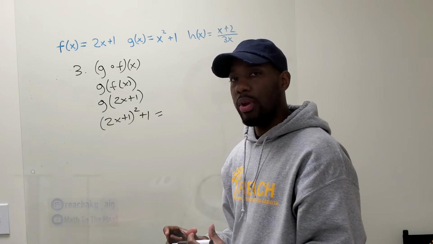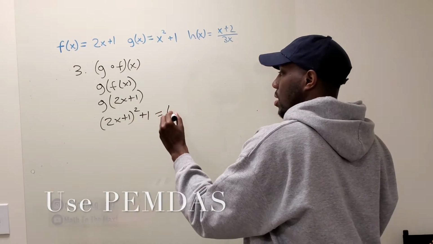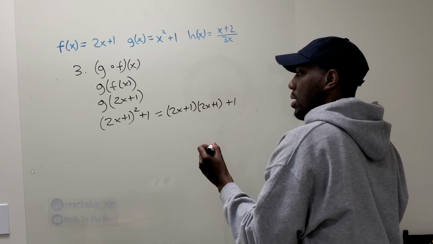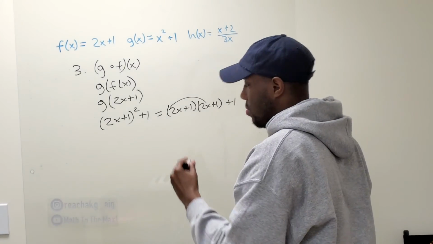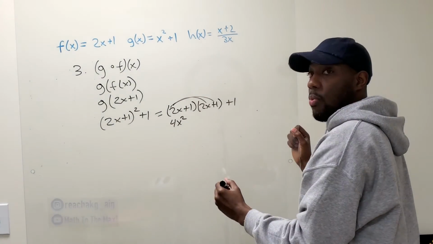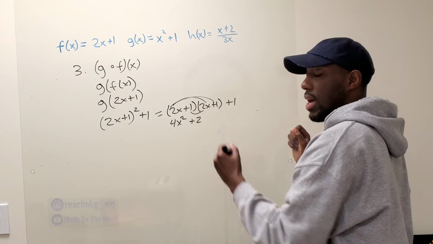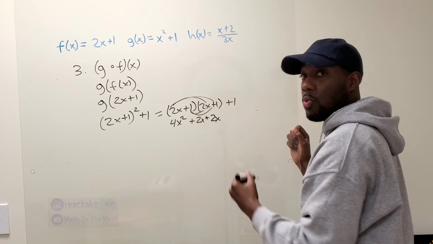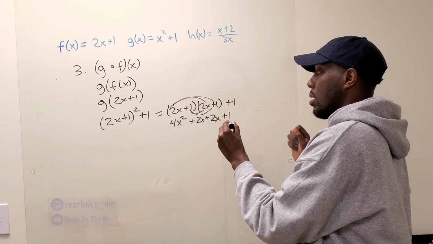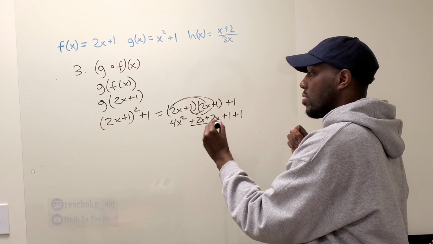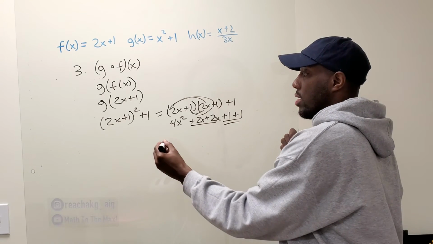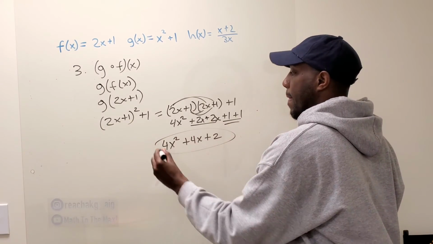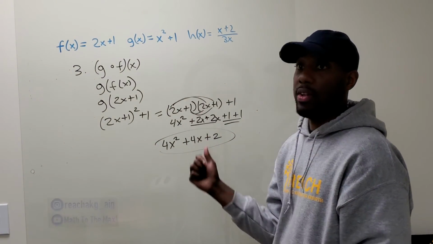All right, squared. Y'all remember when we squared a binomial, you wrote it side by side? 2x plus 1 times 2x plus 1, and then plus 1. And you do the distributive property: 2x times 2x, that's 4x squared. 2x times 1, that's 2x. 1 times 2x, that's 2x. Then 1 times 1, that's 1. We still got this 1. These are like terms, and those are like terms. So your final answer would be 4x squared plus 4x plus 2. So that's your composition final answer.